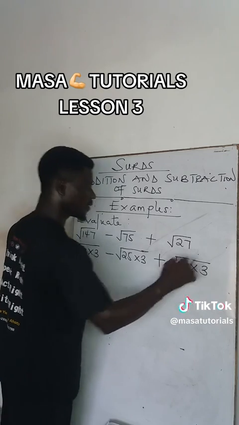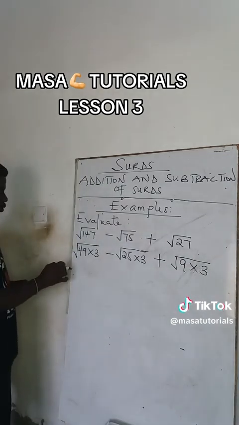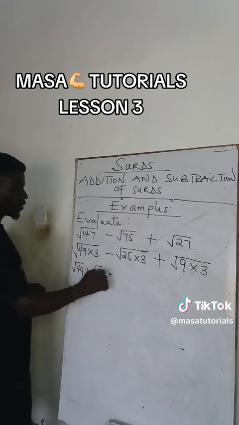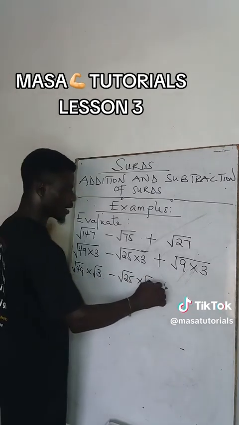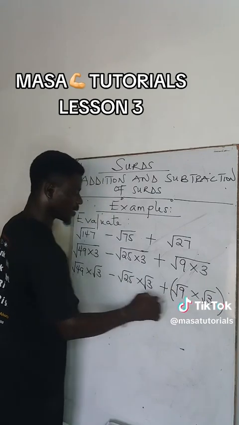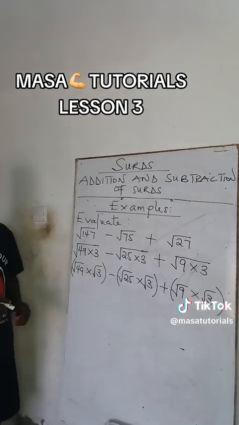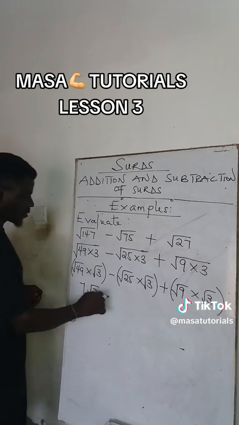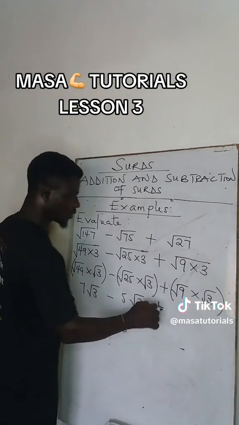Now let's see 27. That's square root of 9 times 3. Now 49, we can split this one so that we have square root of 49 times square root of 3 minus square root of 25 times square root of 3 plus square root of 9 times square root of 3. Let's place that in brackets so that we have this. Now square root of 49, we have 7. Then we attach the square root of 3, minus here we have 5. We attach square root of 3, plus 9.